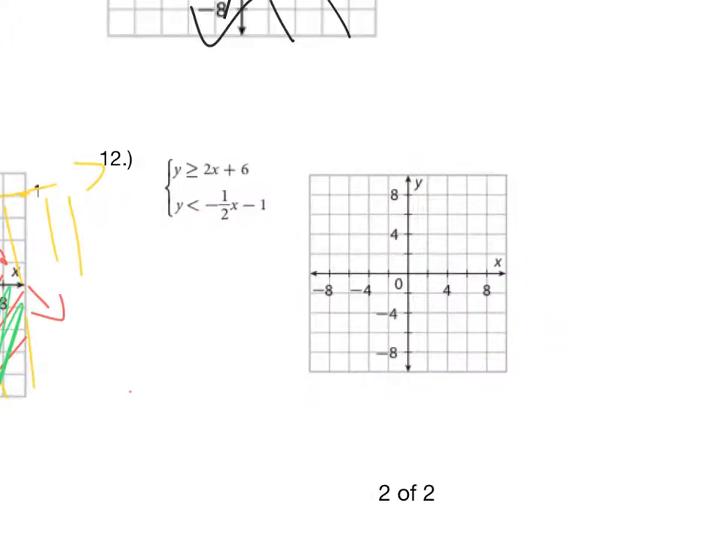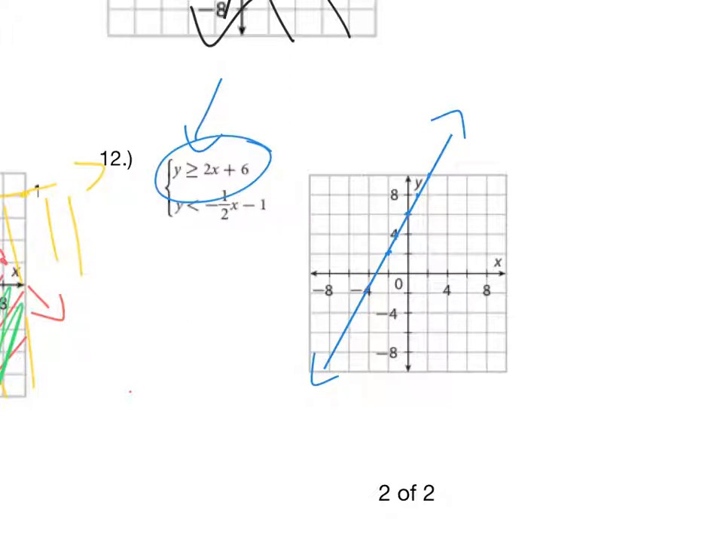The last problem is also in slope-intercept form. So the first inequality will have a y-intercept of 6, and I'll do this one in blue. We'll have a y-intercept of 6, which is right here, and my slope is 2, so I'm going to rise 2, run 1, rise 2, run 1. Okay? And for this one, I'm using a solid line because my inequality symbol is greater than or equal to. So therefore, we're including that line in our set of solutions.